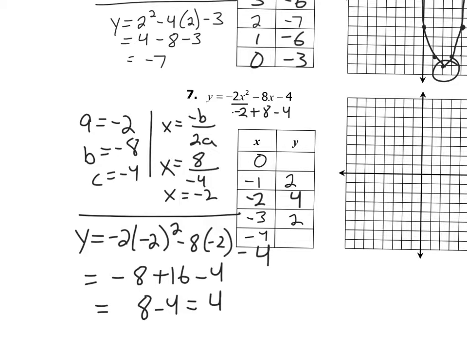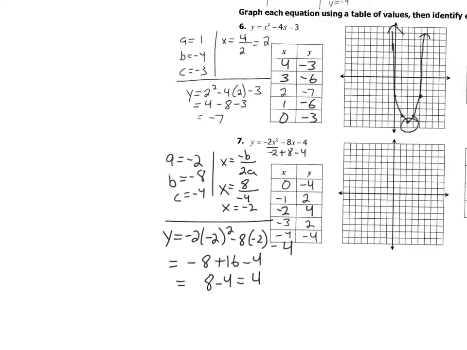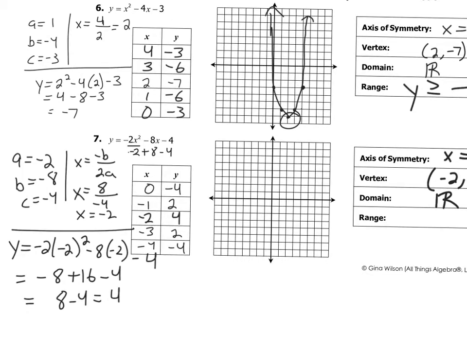Then at 0, we'd be at -4, which would mean at -4 we'd also be at -4. All right? And then we graph it. So our vertex is -2, -4, which is right here. Then we have -1, 2, which is right here.